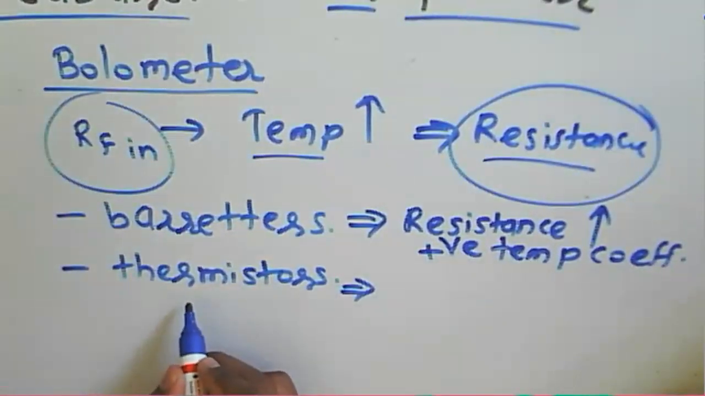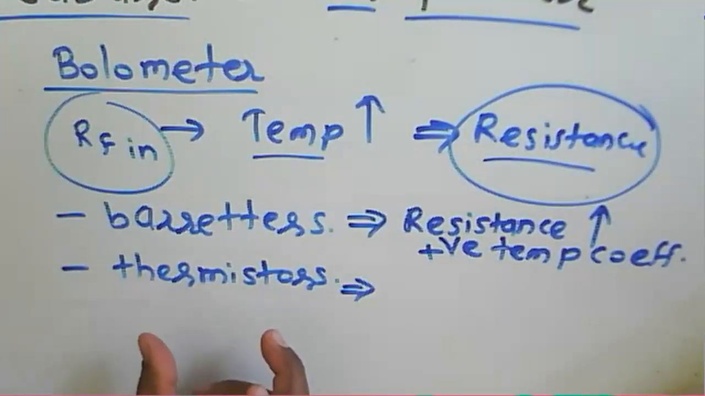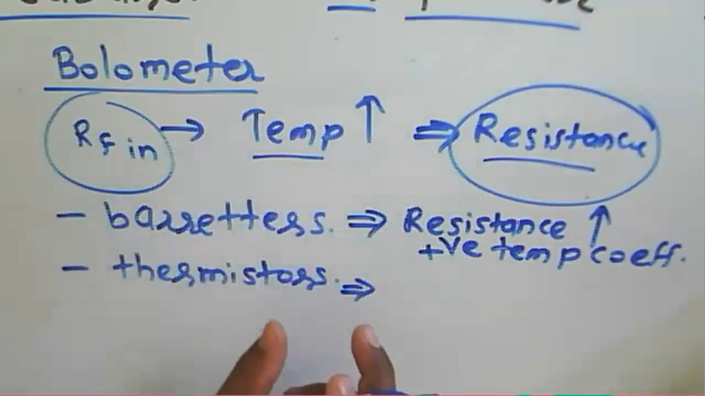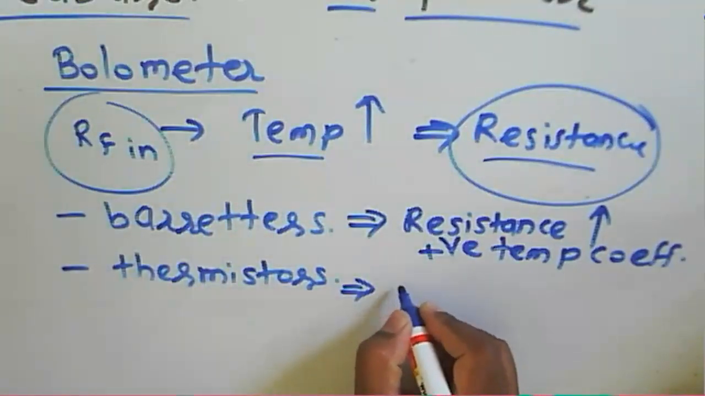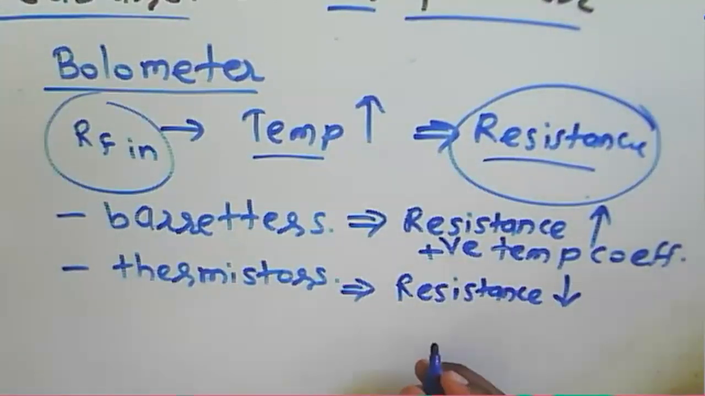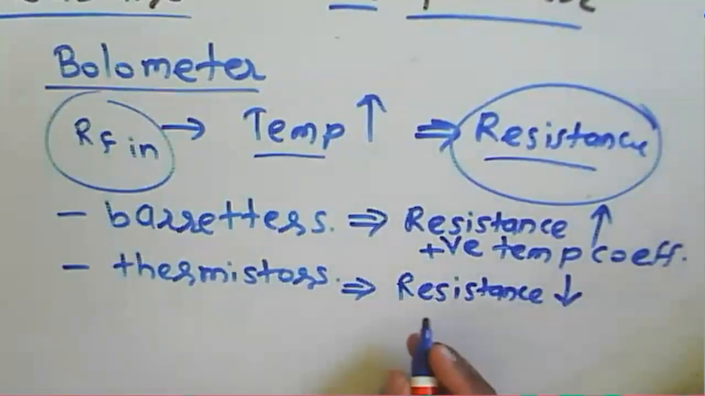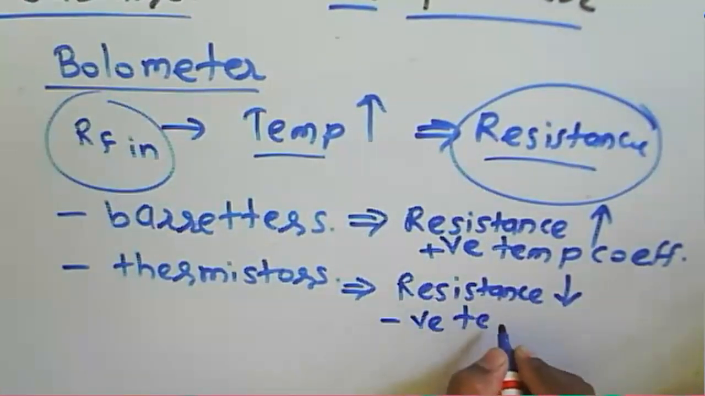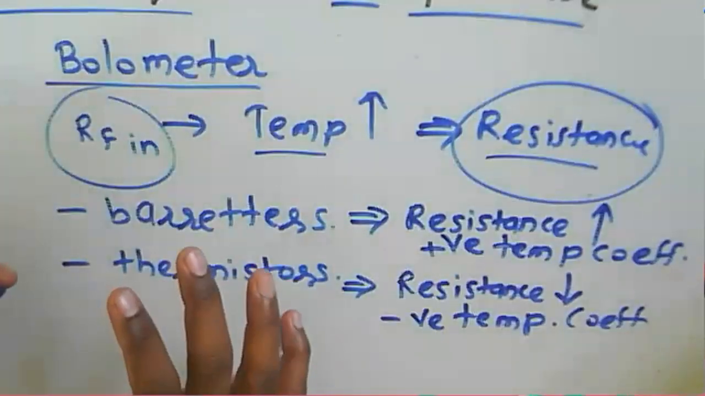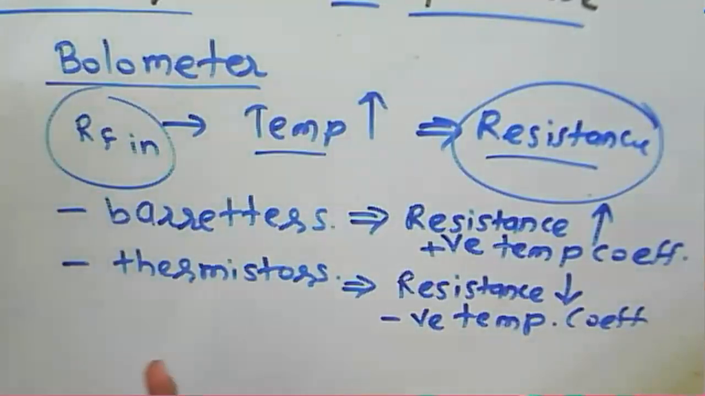But in the case of a thermistor, what happens here? When an RF input is applied to the device, there will be a rise in the temperature. In that case, temperature increases, resistance decreases. There is a fall in the resistance with a rise in the temperature. So in that case, we say it has a negative temperature coefficient. This device operates in the negative temperature coefficient region. So these are the bolometer sensors that are used in a bridge to measure the RF power applied. So that is about the measurement of power.